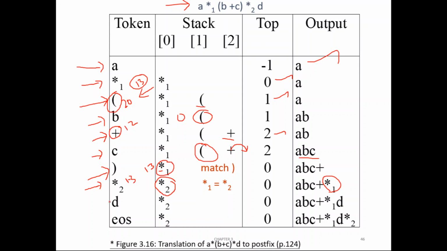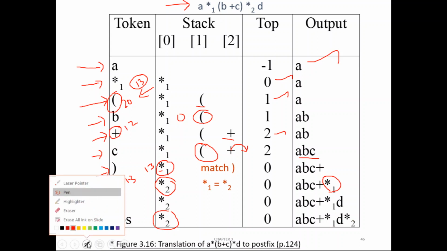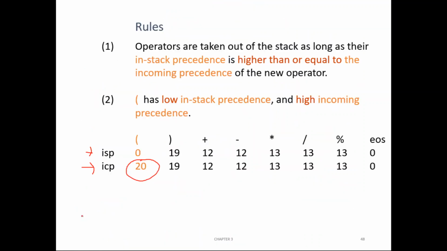Okay. And the next token is D. It's an operand. So just display it. So D is displayed. Now we have reached the end of the string. After reaching the end of the string, what do you have to do? Just pop whatever is in the stack and display it. The second star is there. Display that. So this is the postfix notation: ABC plus star D star. This is the postfix notation of this particular infix string. Okay. So this is how the algorithm works. Now let us see the code for that.